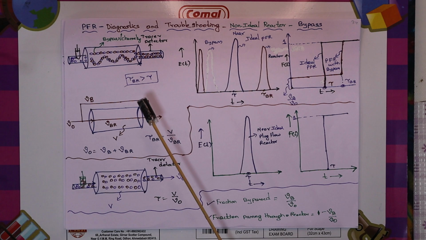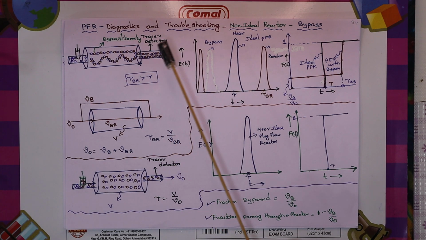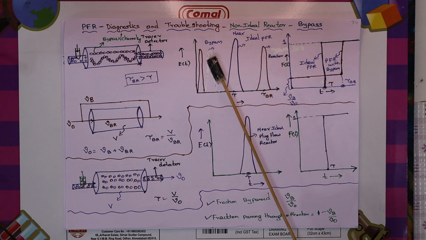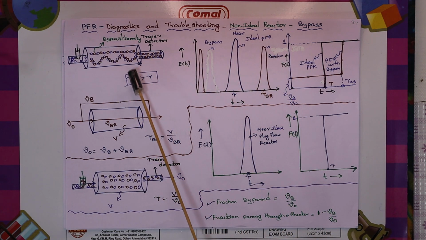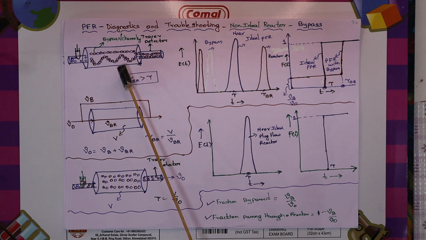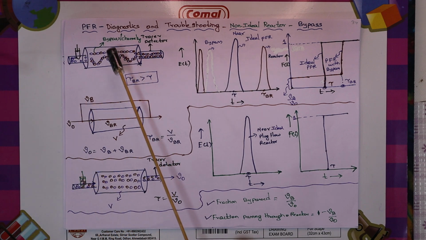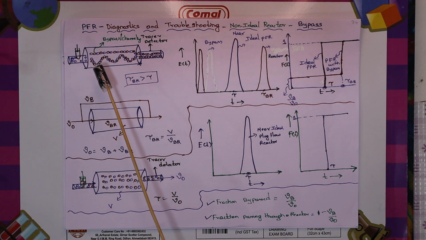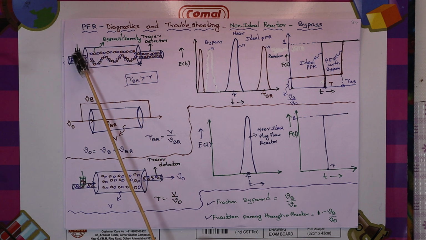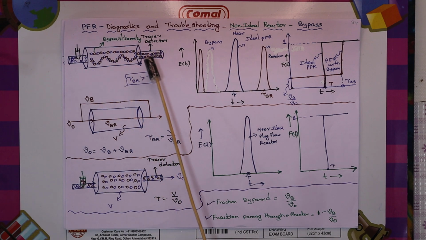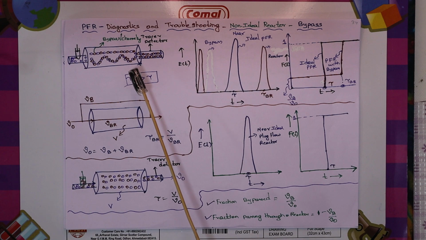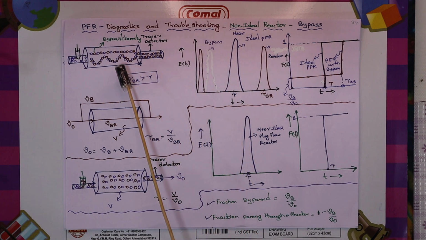Okay, in short, what we are discussing at the present moment is diagnostics and troubleshooting in non-ideal reactors. That means, through tracer curve experiments, can we identify what kind of non-ideality exists in the reactors? For example, let us take the case of a PFR, plug flow reactor. Is it behaving ideally or non-ideally? Simply put a tracer in and measure the tracer at the exit. Based on the information about the RTD, that means the residence time distribution curve for the tracer, we can identify the non-ideality in the reactor.